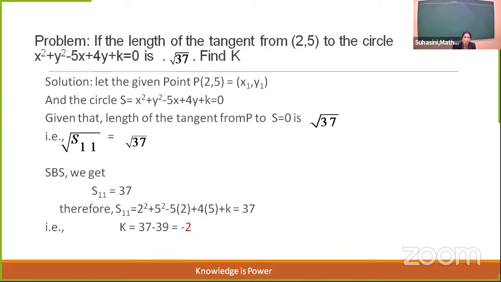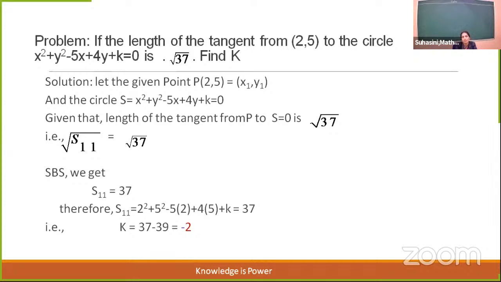and take the tangents, and name the circle as S, children. Given circle S is equal to x square plus y square minus 5x plus 4y plus k equal to 0. And we are also given that the length of the tangent from P to the circle S = 0 is root 37. Till here, the given information we have written. And now we have to write the formula. As I said before, due to the limited space on the screen I didn't mention the formula, but you need to mention the formula.